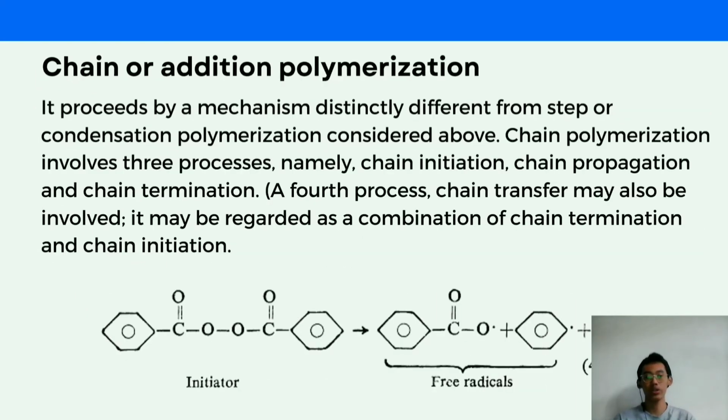Chain or addition polymerization proceeds by a mechanism distinctly different from step or condensation polymerization considered above. Chain polymerization involves three processes, namely chain initiation, chain propagation, and chain termination. A fourth process, chain transfer, may also be involved. It may be regarded as a combination of chain termination and chain initiation.